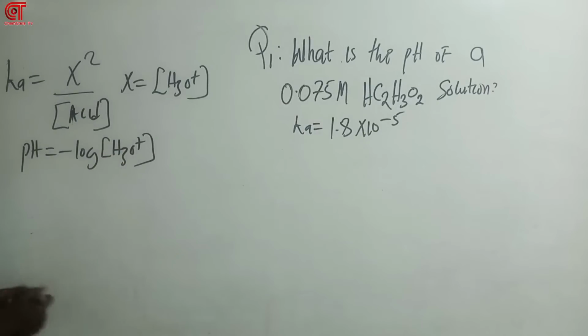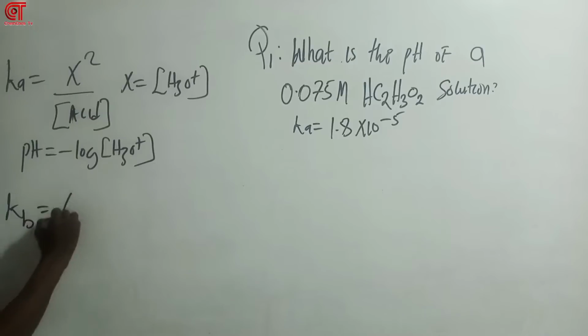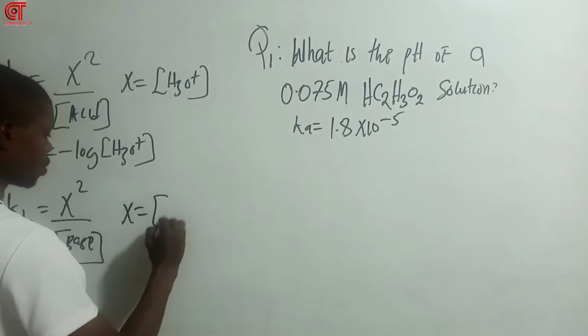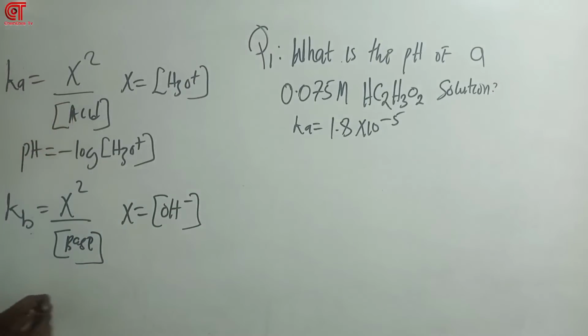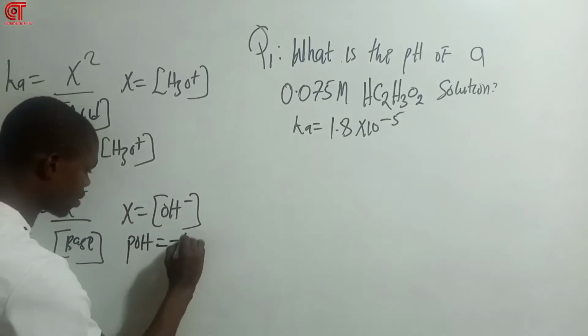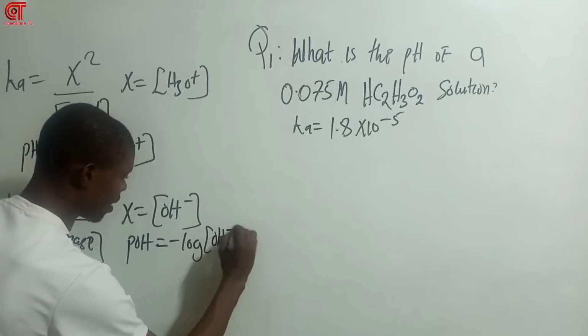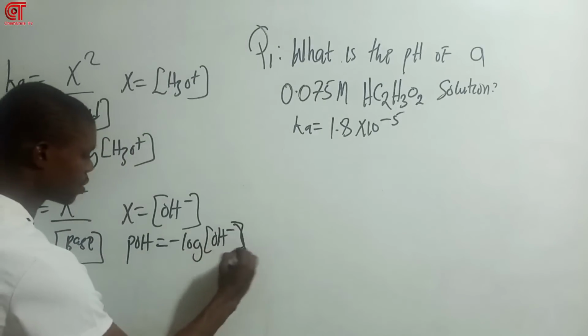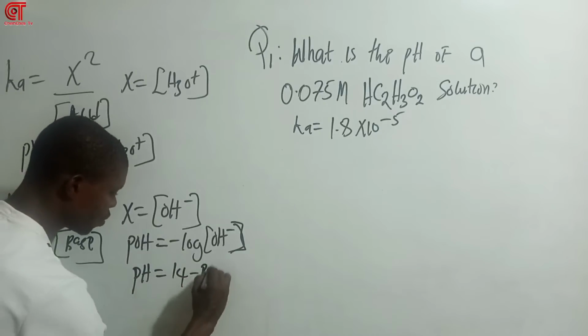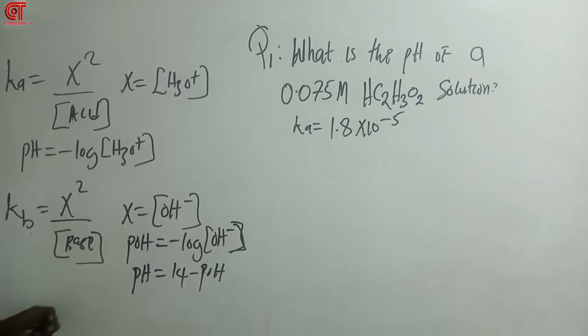Now for the base, Kb is going to be x squared over the concentration of the base, so my x is always equal to OH minus. From here I can easily get my pOH equals minus log OH minus. After that, I can easily get my pH equals 14 minus pOH. So this is how to calculate the pH of a weak acid and a weak base. Now let's start solving that question.